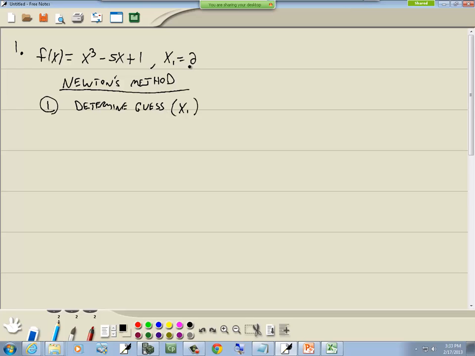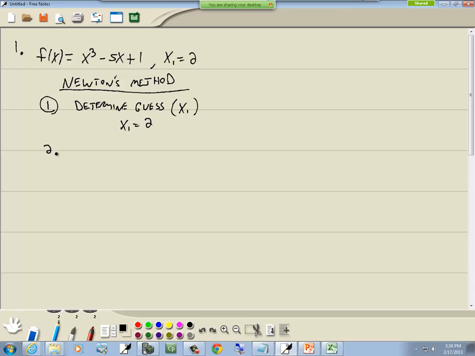Now, in this particular case, they give us a guess of 2. And we're running on the assumption that 2 is fairly close to an x-intercept. Now, x-intercept is the same as the zeros, so we're finding the zeros. Okay, so this one's given.